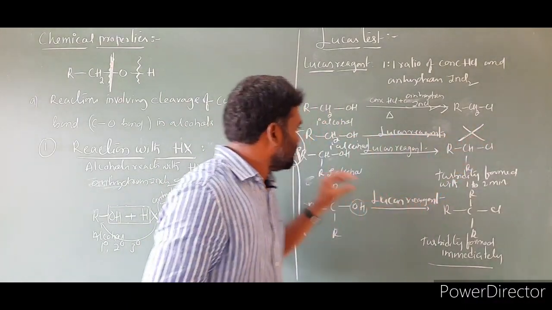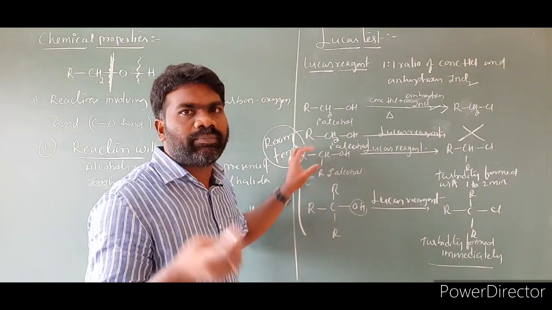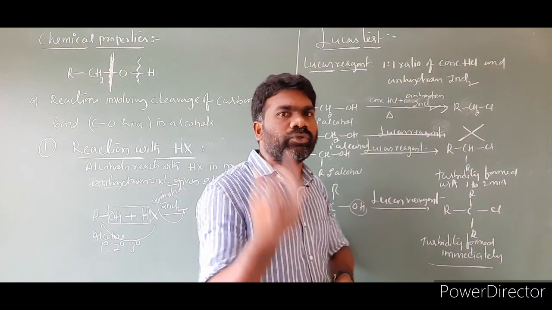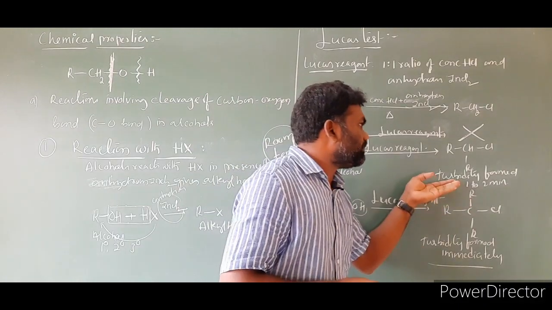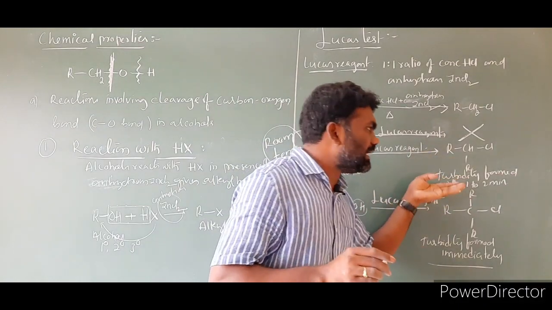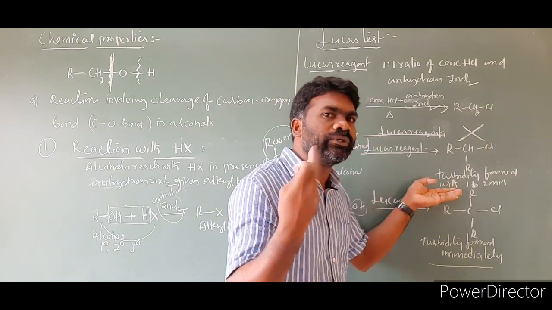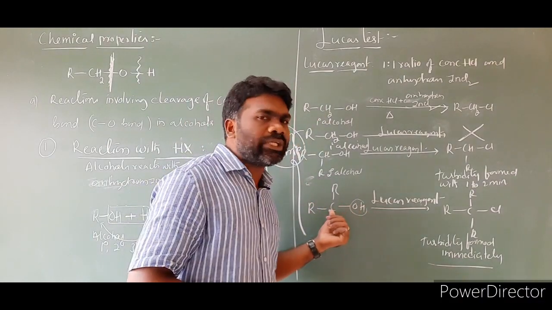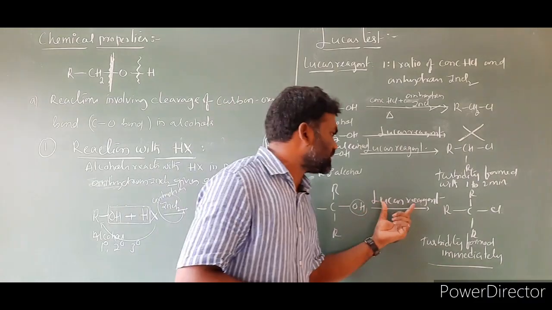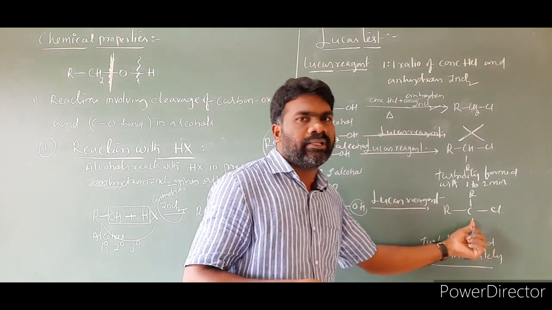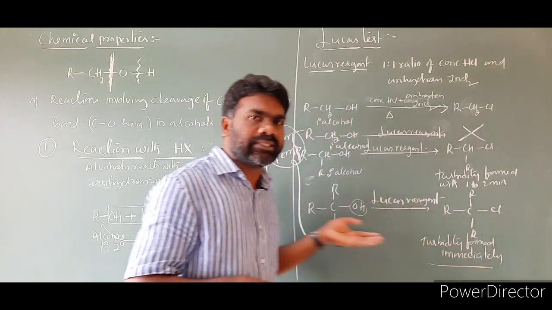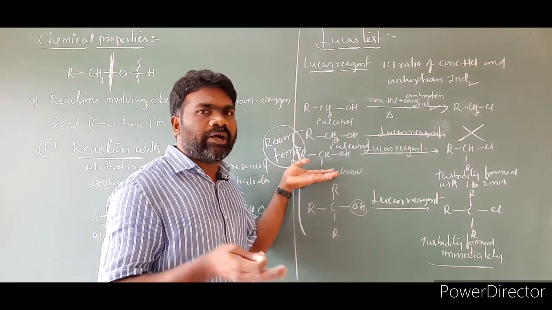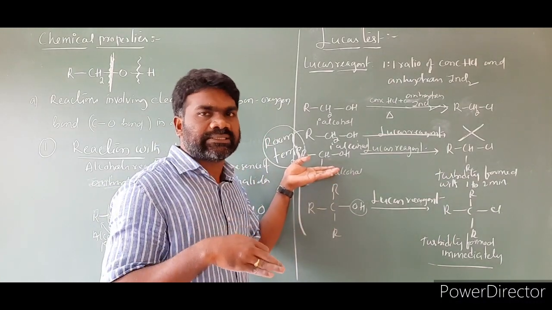Point number 1. Secondary alcohols form the turbidity within 1 to 2 minutes, not immediately. So primary alcohols do not react. Secondary alcohols form the turbidity after 1 to 2 minutes. This is the second point. Third point, tertiary alcohols react with Lucas reagent immediately and form the turbidity. So turbidity formed immediately is a tertiary alcohol. Turbidity formed after 1 or 2 minutes is a secondary alcohol.